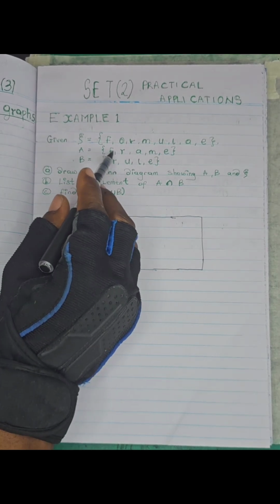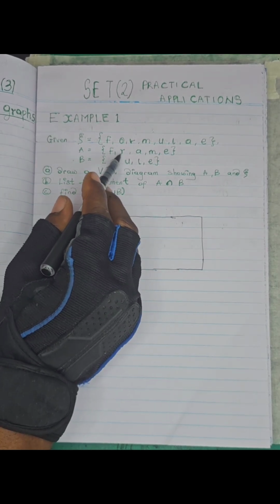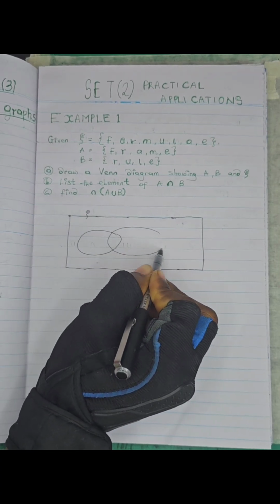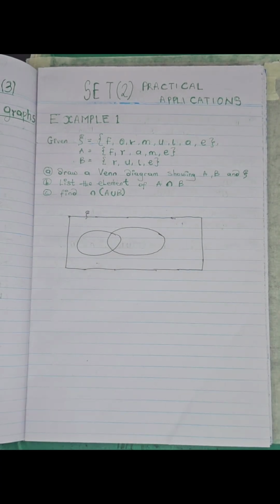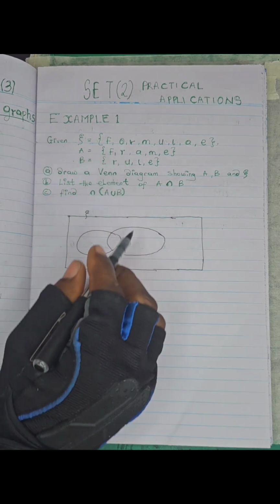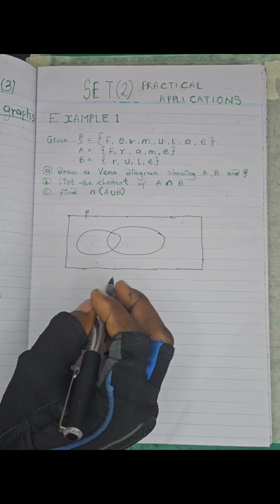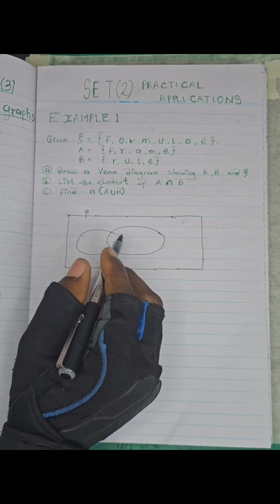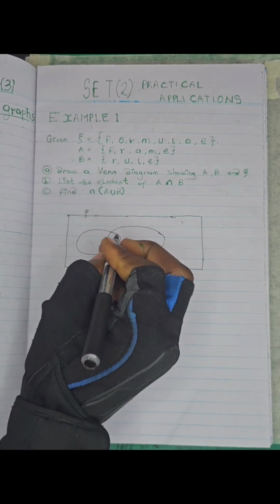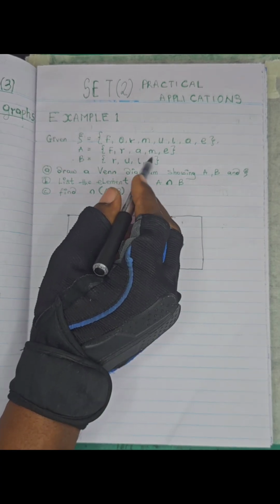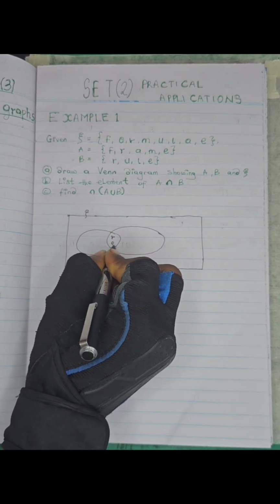Now you have to check whether there is something in A that is in B. You can see R is here, so A and B can intersect each other. If there is nothing in common between A and B, make sure that these circles are not intersecting. So start from those that are intersecting. What do you have in common? We have R in common, so you put R here. Check if there's any other thing in common. We have E, so you put E.